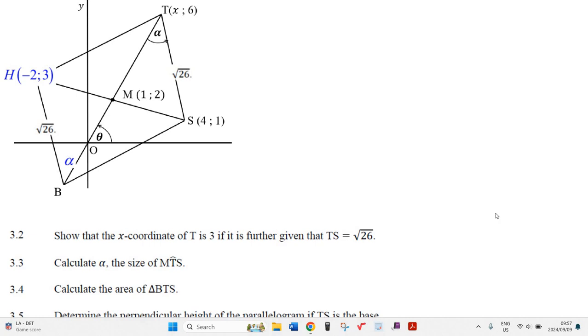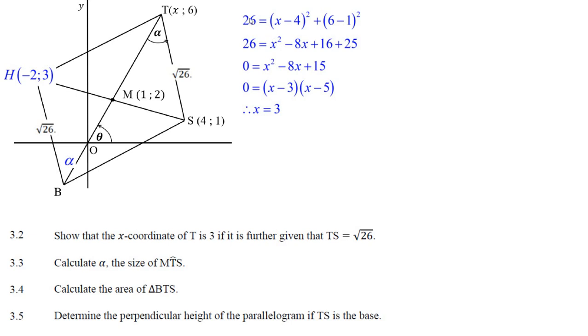Okay, let's try the second part of this analytical geometry. Here we go. It says to show that the x-coordinate here must be 3 if the distance from T to S is root 26. Well, you just use the distance formula. You go that the distance squared. I just squared that root 26.